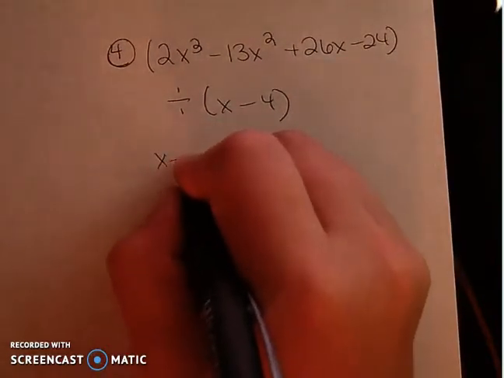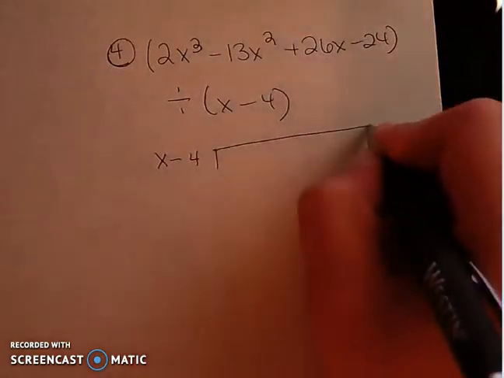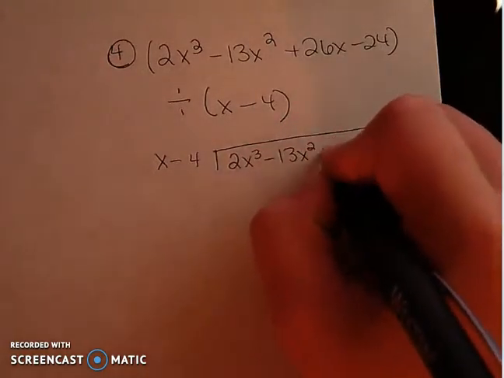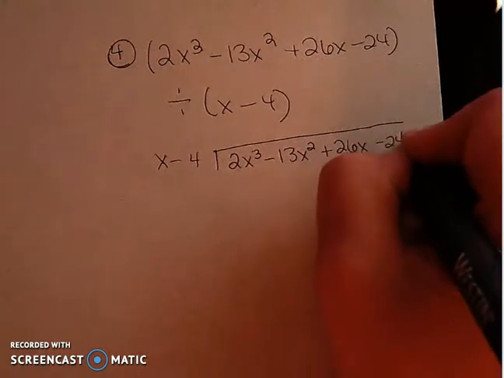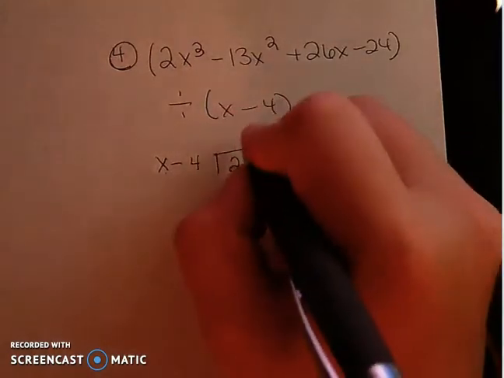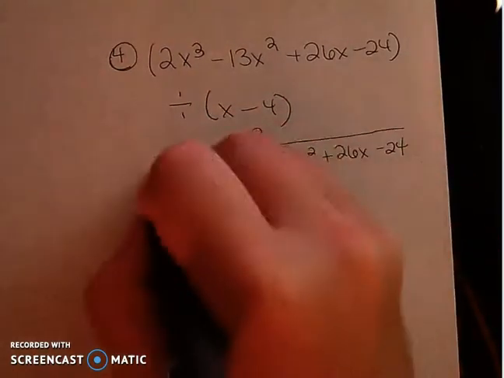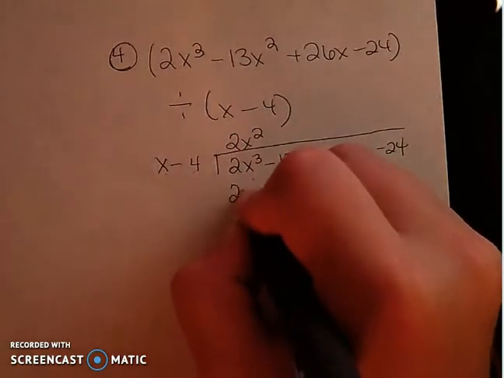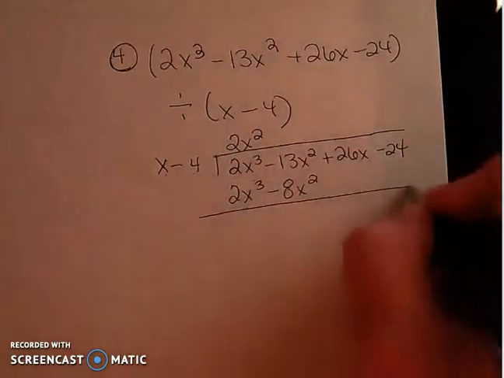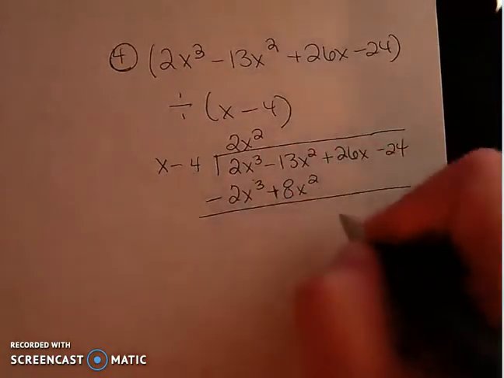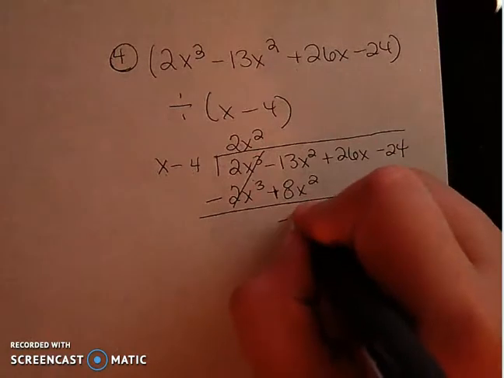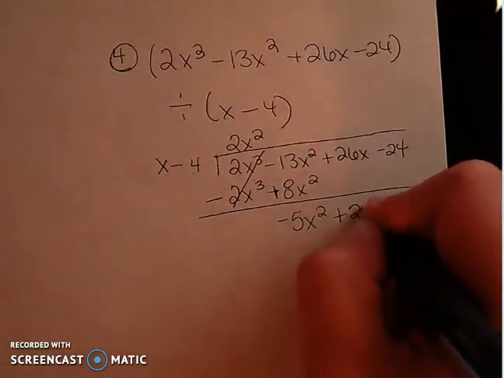The first one, long division, we write x minus 4 outside our house. 2x to the third minus 13x squared plus 26x minus 24 goes under the house. And then you say, what times x would give me 2x to the third? That would be 2x squared. Multiply this term to both, so I get 2x to the third minus 8x squared. We change the sign of both so that these cancel. Negative 13 plus 8 is negative 5x squared. Bring down my other terms.